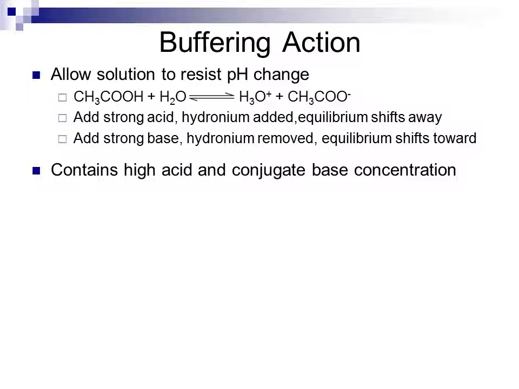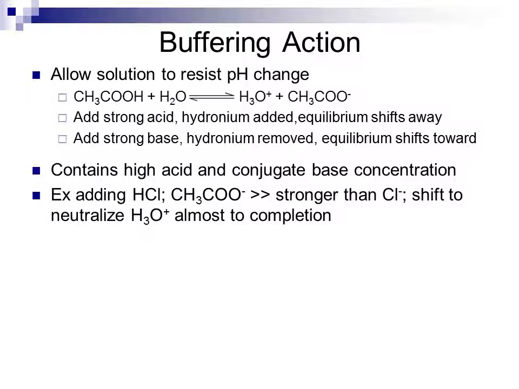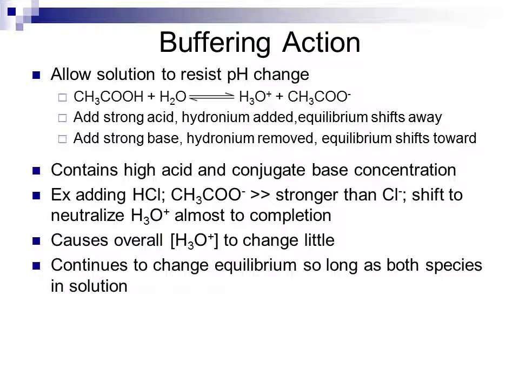A buffer contains a high concentration of an acid and its conjugate base. So for example, if I take hydrochloric acid, the acetate ion is much stronger as a base than chloride. This will cause the neutralization of the H3O plus that's added, by the reaction of the acetate with the hydronium, whereas the chloride would not be able to do that. Overall, this causes the concentration of hydronium to change very little because most of what gets added gets neutralized. This will continue so long as both species are in solution.